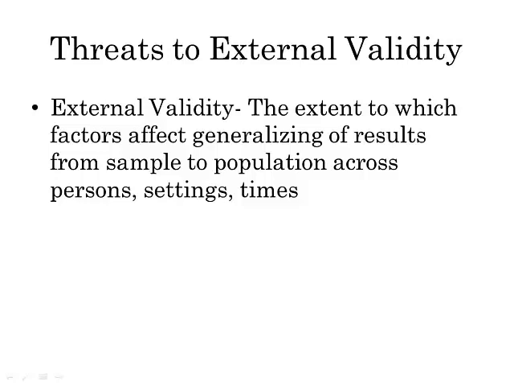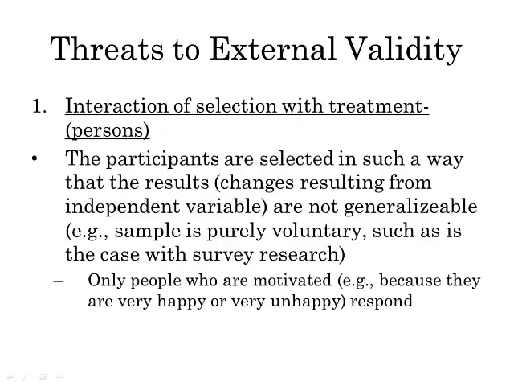And remember, when we talk about external validity, we're talking about the extent to which factors affect generalizing your results from sample to populations across persons, settings, and times. So in terms of persons, a threat here to external validity is the interaction of selection with treatment. In this case, the participants are selected in such a way that the results are not generalizable. So changes resulting from the independent variable, the results, are affected by the way that the participants were selected.